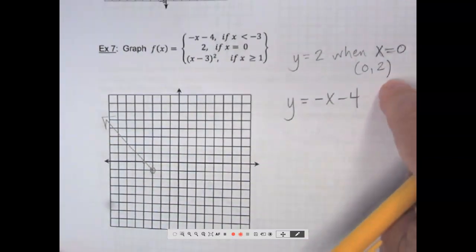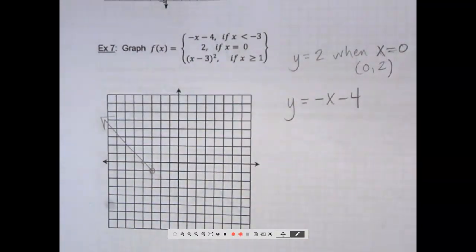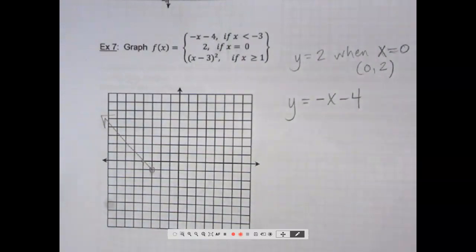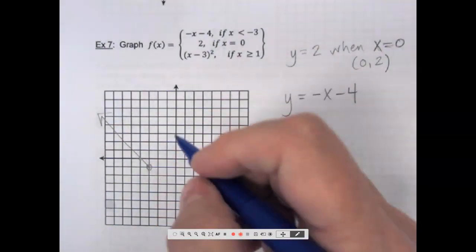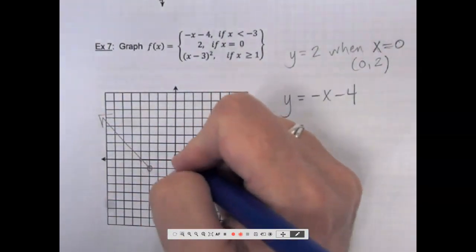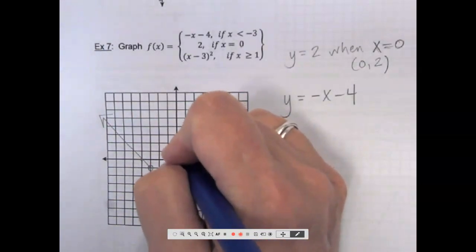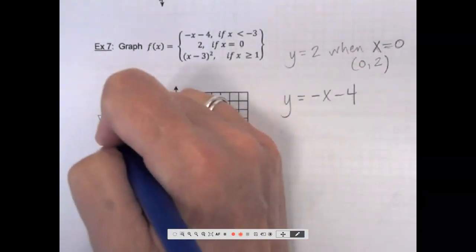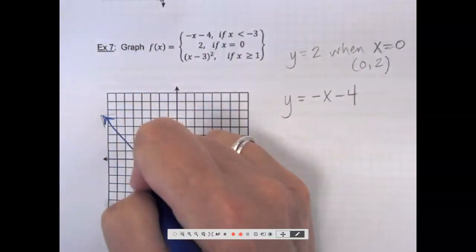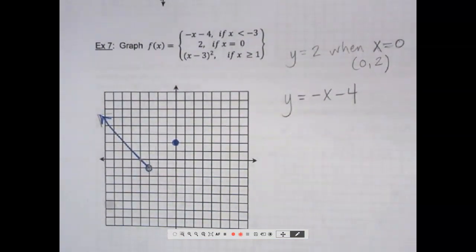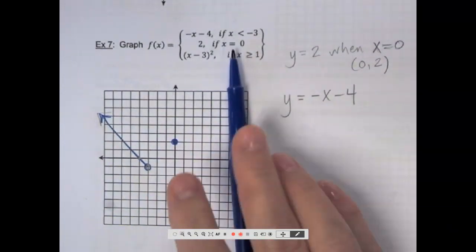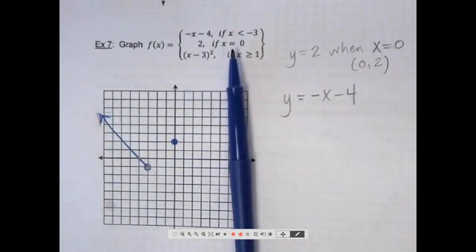So this point is just a dot on our graph. And I'm not going in either direction. I just have that little point sitting there. The only reason is that this is only when x is 0. Not less than 0, not greater than 0, just at the moment when x is 0, y is 2.